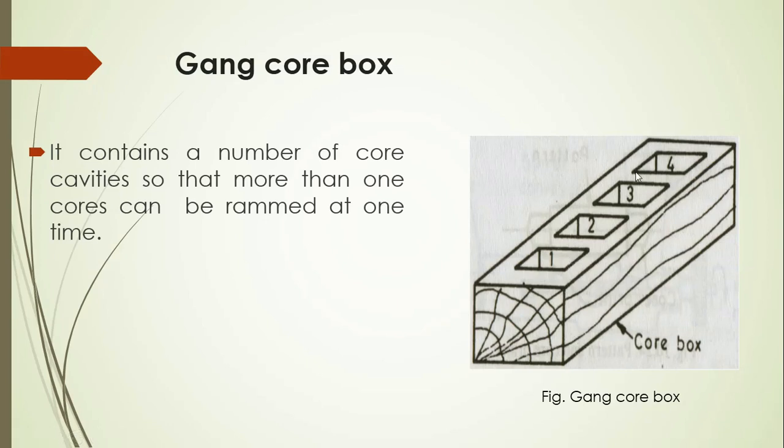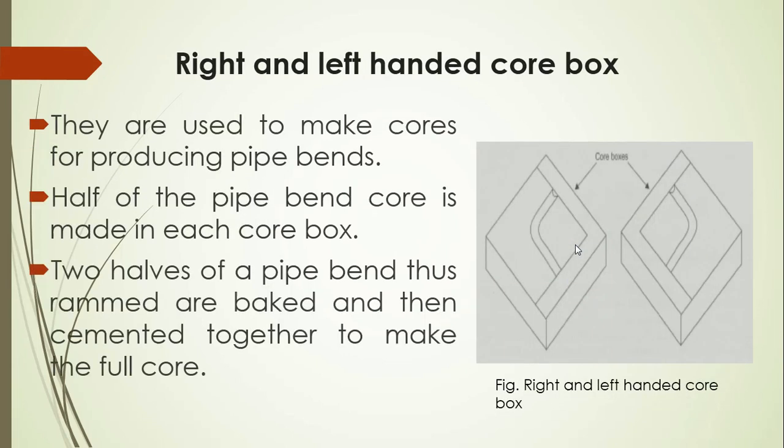Means at a time I can ram the 4 cores and manufacture the 4 cores which are used in mass production. This is the advantage of the gang core box. Now the next one is the right hand left handed core box.